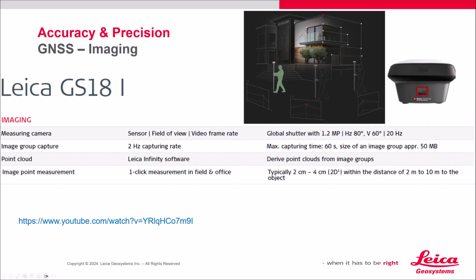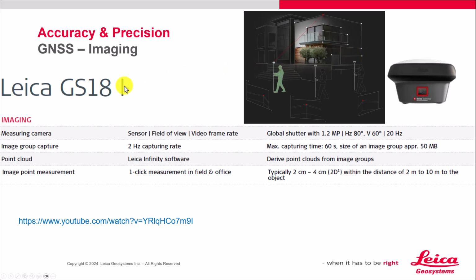Now let's take a look at the imaging on the GNSS unit. So very similar to the robotic total stations and advanced total stations, you can take images. So you can walk with the pole and there's a camera on the side and you can take pictures of objects or stockpiles or whatever, and then you can create point clouds or create discrete points by using photogrammetry and measuring in multiple images these points you see here.